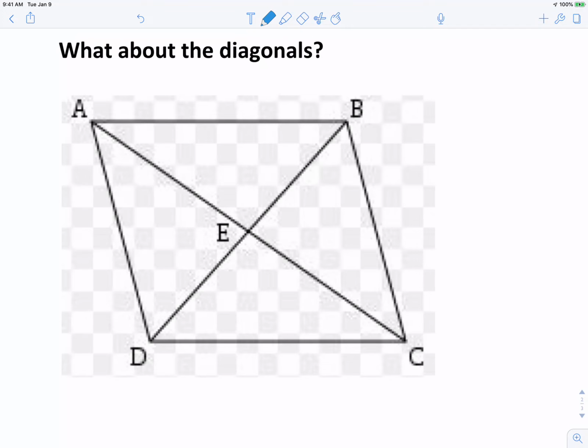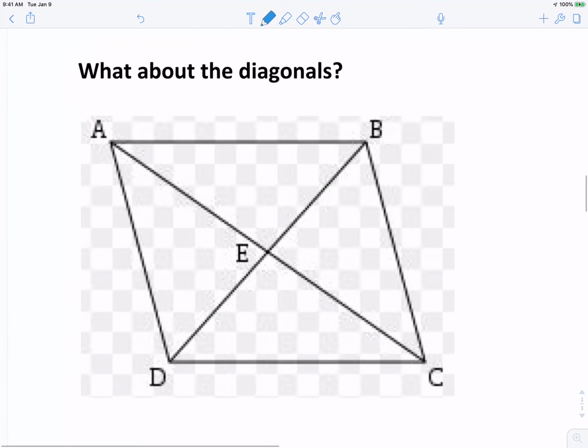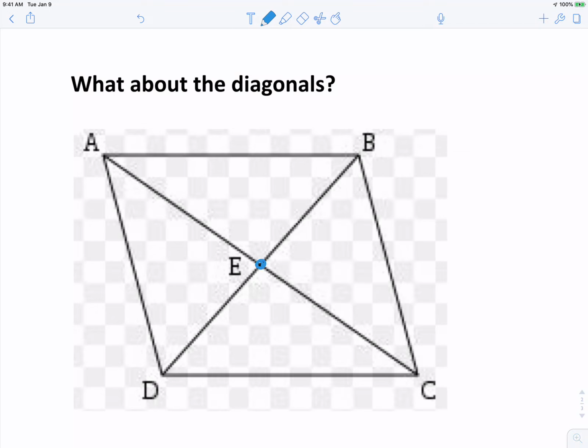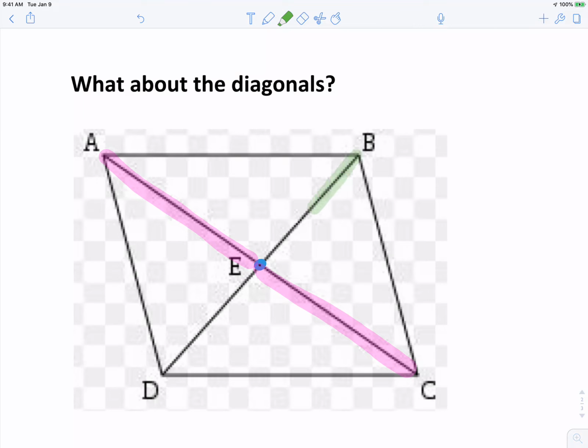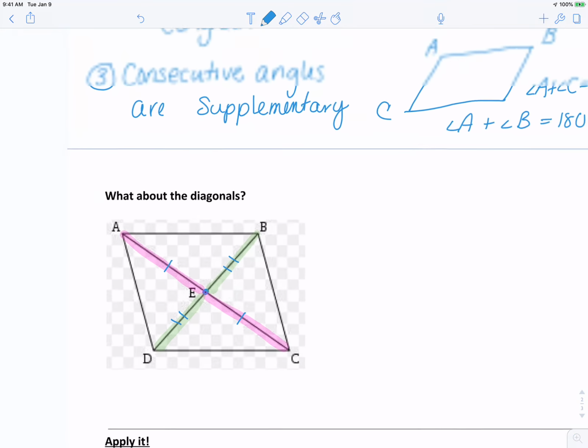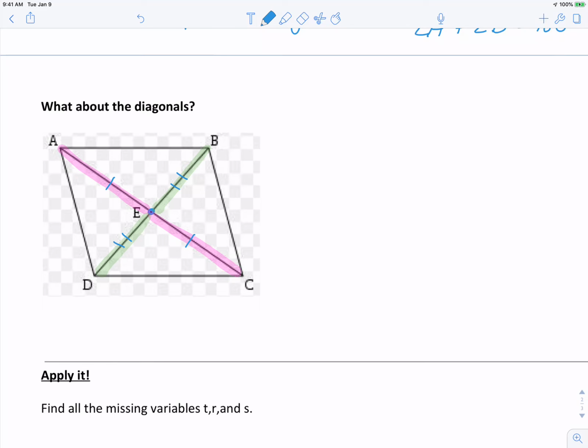Okay, what we were going to find out in looking at that video is that if I found the measurement from A to E, it would be the same measurement as E to C. Likewise, if I found the measurement from B to E, it would be the same measurement as E to D. So that means that each of the diagonals have been bisected, and they are bisected by each other. So the fourth and final property of parallelograms is that diagonals bisect each other.